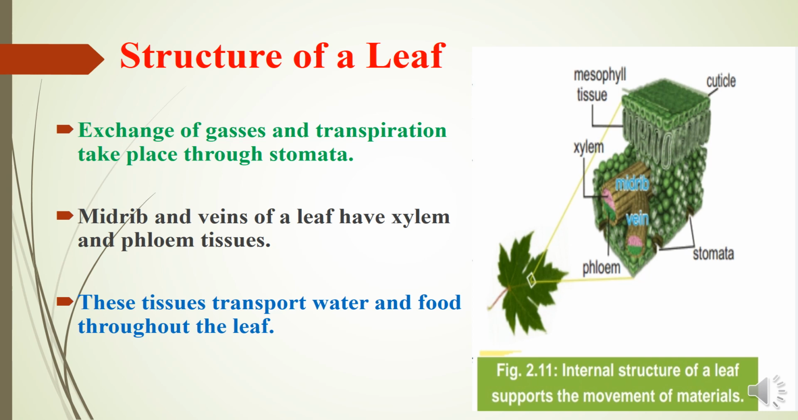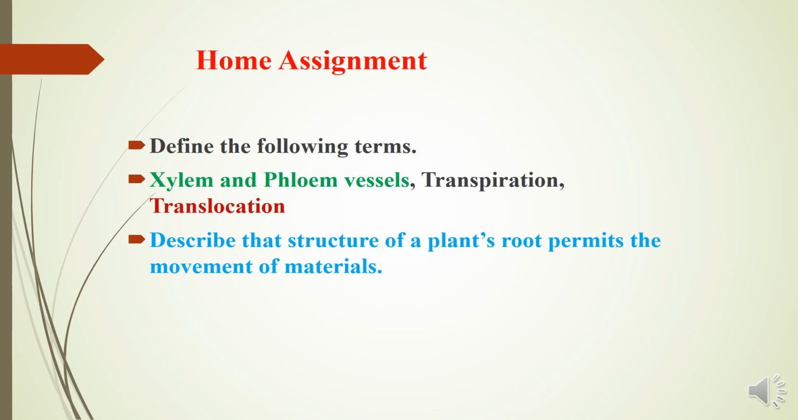The midrib and veins of a leaf have xylem and phloem tissues. These tissues transport water and food throughout the leaf. You can also see it in the diagram. So this is all about transportation in plants.